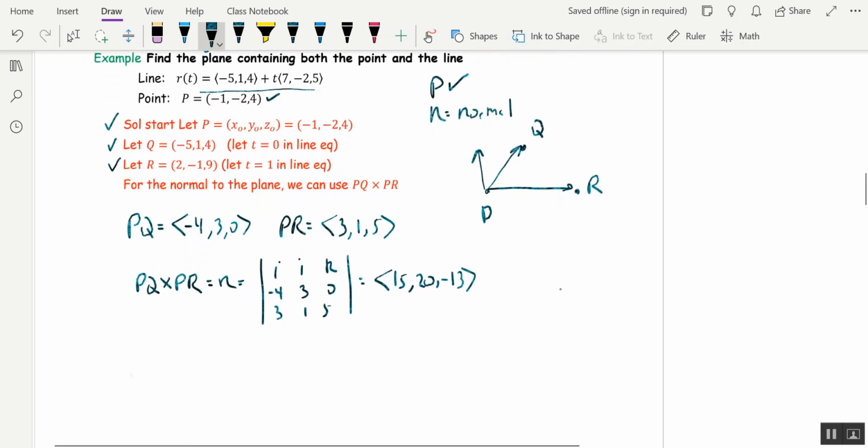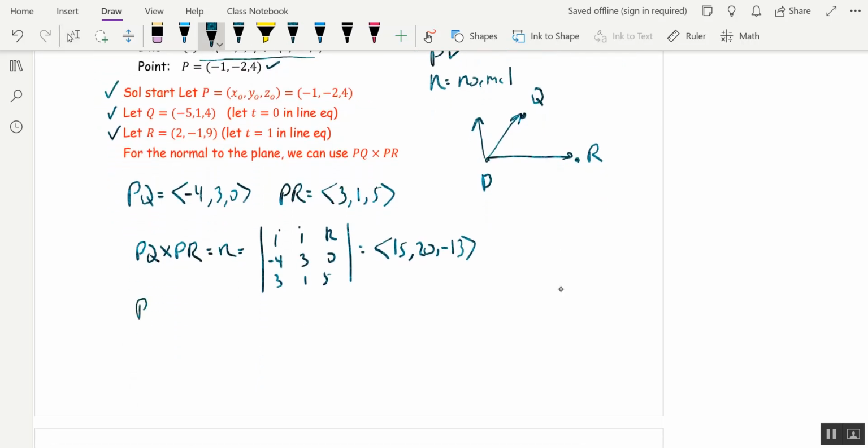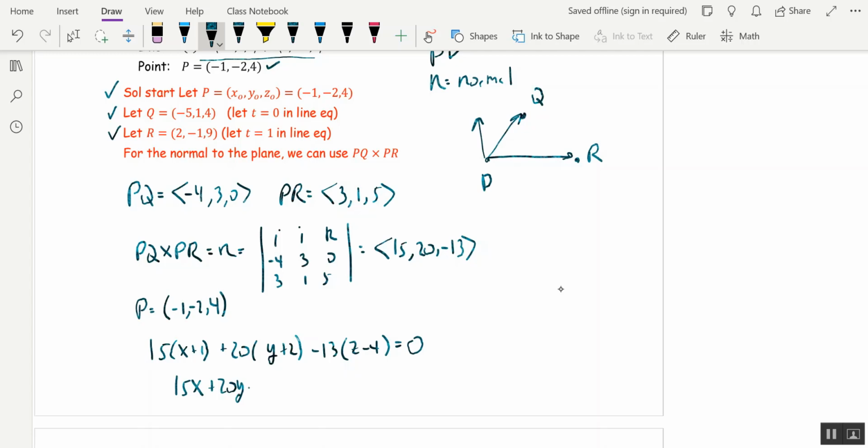Okay, so now we've got a point. Remember, my P is x naught, y naught, z naught, and that's my negative 1, negative 2, 4. Got a point and a normal, and I can do the use-me-every-day. So I get 15 times (x plus 1) plus 20 times (y plus 2) minus 13 times (z minus 4) equals 0. And you can check my arithmetic on this, but I believe we're going to get 15x plus 20y minus 13z equals negative 107. And that's it. And that's the end.